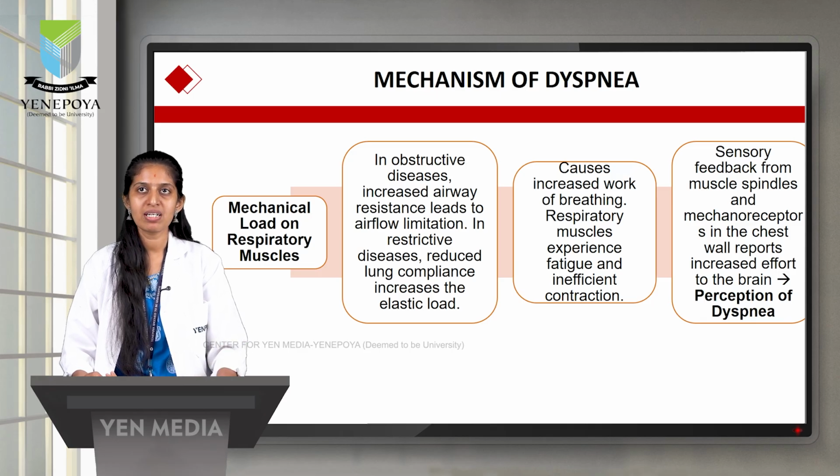So this feedback, which is mainly formed by the muscle spindles or mechanoreceptors that are especially present in the chest wall and lung parenchyma, will try to send the increased effort to the brain by the sensory feedback which is generated. So further, that's where it will end up in the perception of dyspnea.